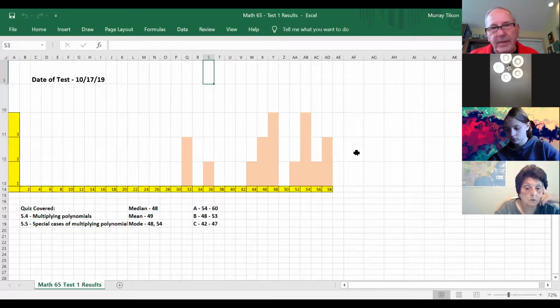But this is an application of using the statistics, okay? I did this for every test, so you could see what the median, the mean, and the mode was. People could actually apply that and figure out where they were, whether they're at the median, or above it or below it. So that's just a little aside. Now we'll go back and we're back here.